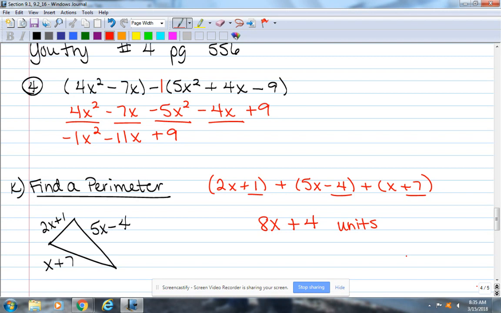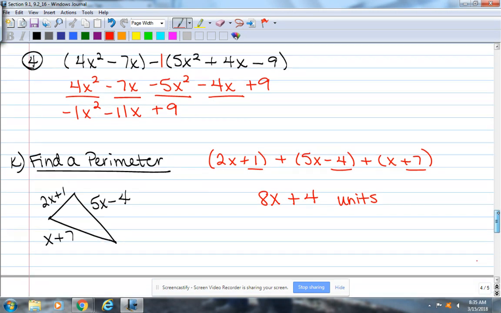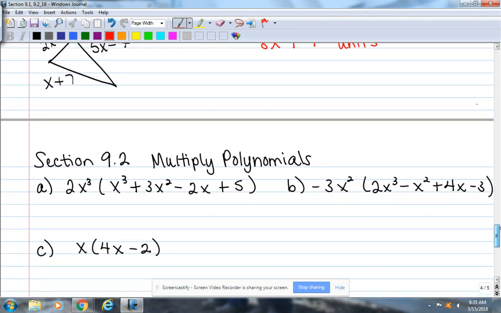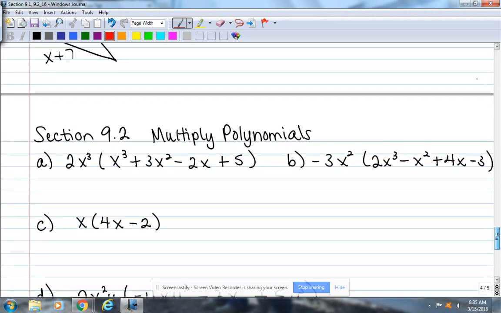So any questions on how we do it if they give you a shape and you have to find the perimeter? Can y'all add up all the sides? Combine like terms? Y'all are awesome. So that's the end of adding and subtracting. So we're going to start section 9.2, which is multiplying.